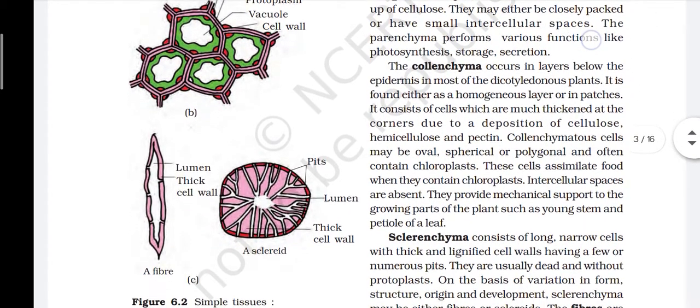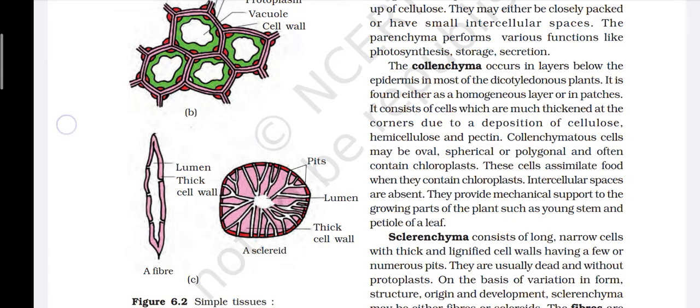The collenchyma occurs in layers below the epidermis in most of the dicotyledonous plants. It is found either as a homogeneous layer or in patches. It consists of cells which are much thickened at the corners due to a deposition of cellulose, hemicellulose and pectin. Collenchymatous cells may be oval, spherical or polygonal and often contain chloroplasts. These cells assimilate food when they contain chloroplasts. Intercellular spaces are absent.